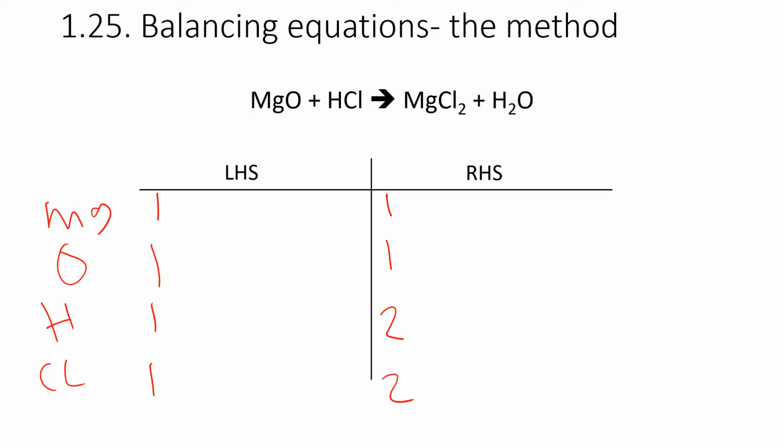So there are 2 things we might want to fix here. We need to fix our hydrogens and we need to fix our chlorines. Now that's quite convenient because on the left hand side the hydrogen and the chlorine are bonded together in the HCl molecule. So we're going to try to fix both of those at once by multiplying that whole molecule by some number. What number is that likely to be? Well, since we've got 1 and we want 2, we're going to multiply that by 2. Now let's just double check that that's worked. So we put a 2 in front of the HCl. We haven't touched the magnesium, so that's still 1. We haven't touched the oxygen, that's still 1 as well. But now the hydrogen is multiplied by 2, so we have 2. And 2 times 1 for the Cl also brings us 2. That's now balanced.